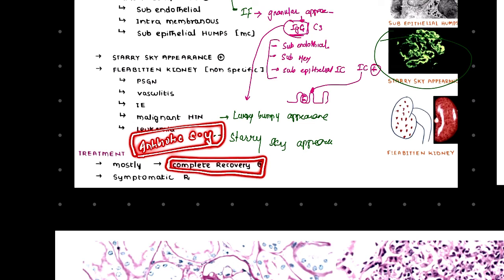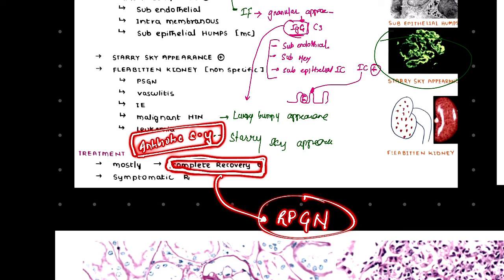In maximum cases there will be complete recovery, but if there is not complete recovery, there will be worsening of the situation, and then a condition will arise: rapid proliferating glomerulonephritis, and that we'll discuss in the next lecture.